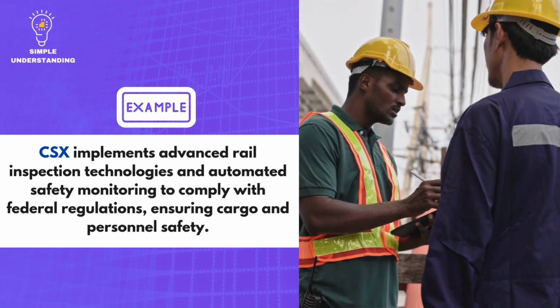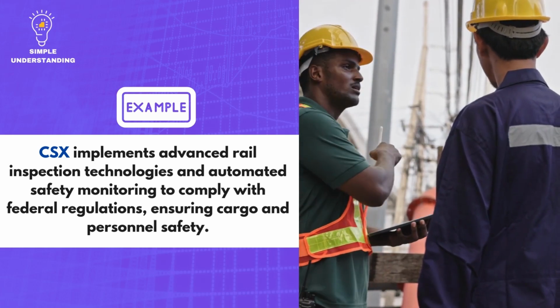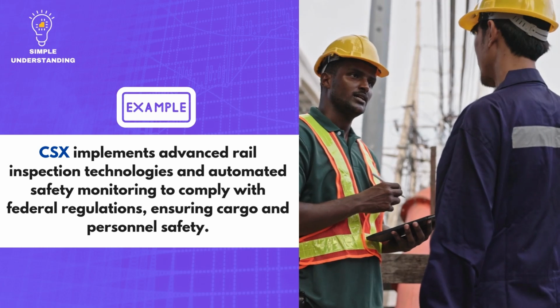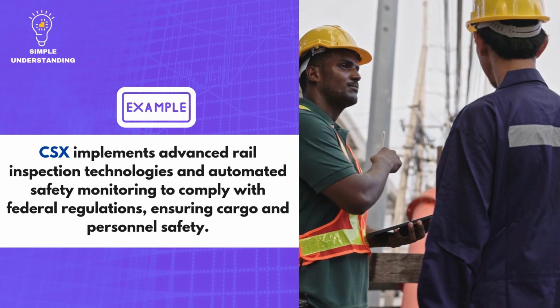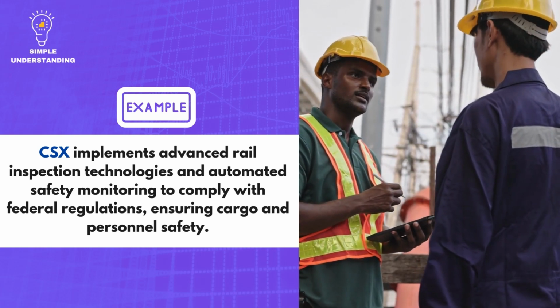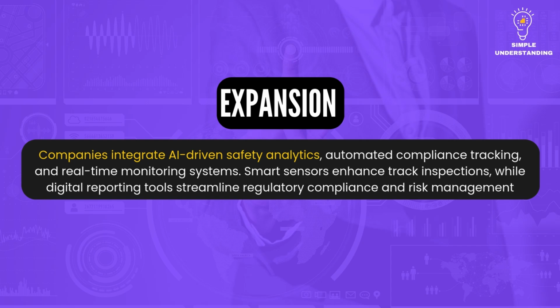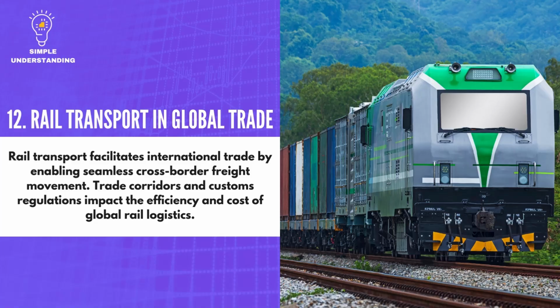Real company example. CSX implements advanced rail inspection technologies and automated safety monitoring to comply with federal regulations, ensuring cargo and personnel safety. Expansion. Companies integrate AI-driven safety analytics, automated compliance tracking, and real-time monitoring systems. Smart sensors enhance track inspections, while digital reporting tools streamline regulatory compliance and risk management. 12. Rail transport in global trade.